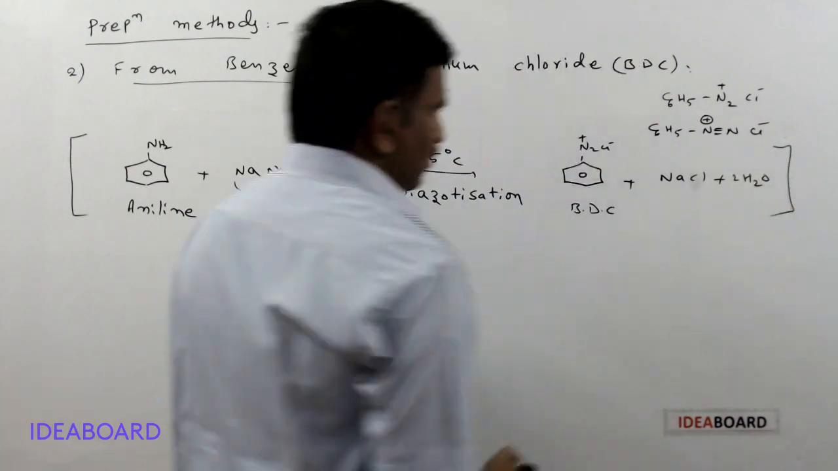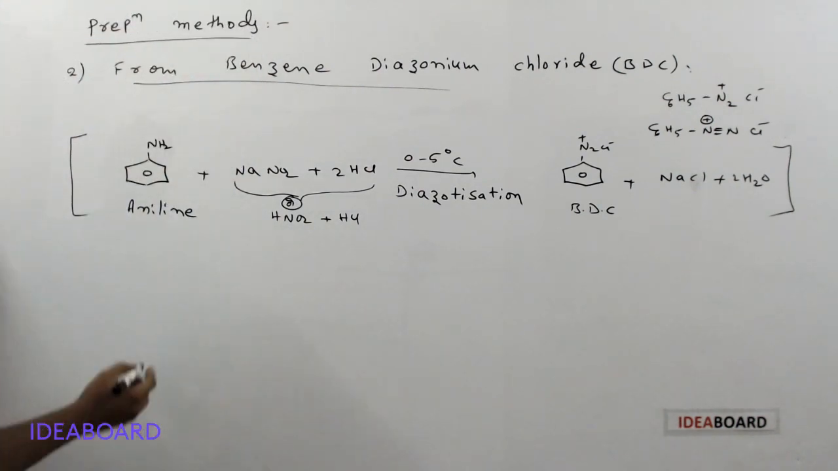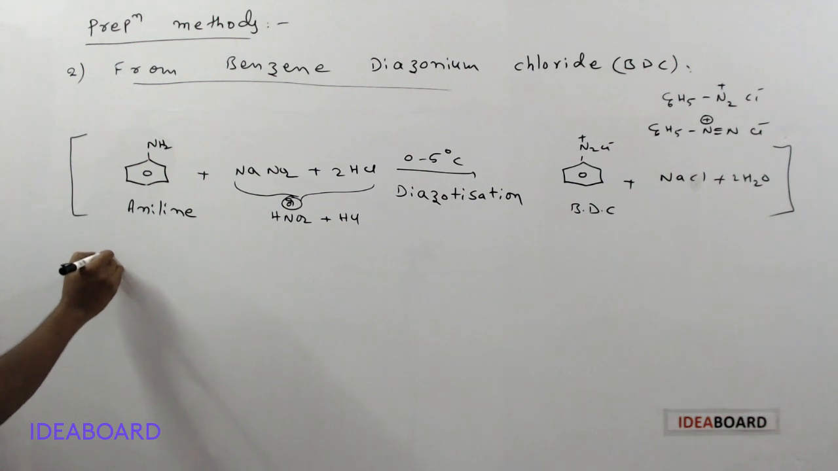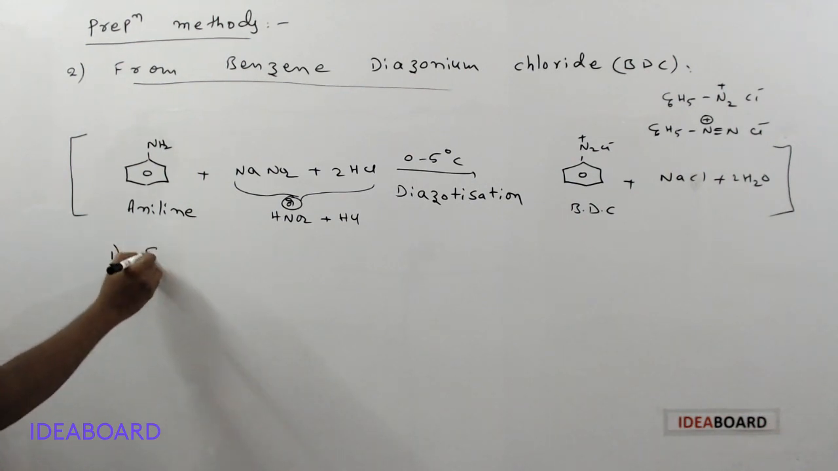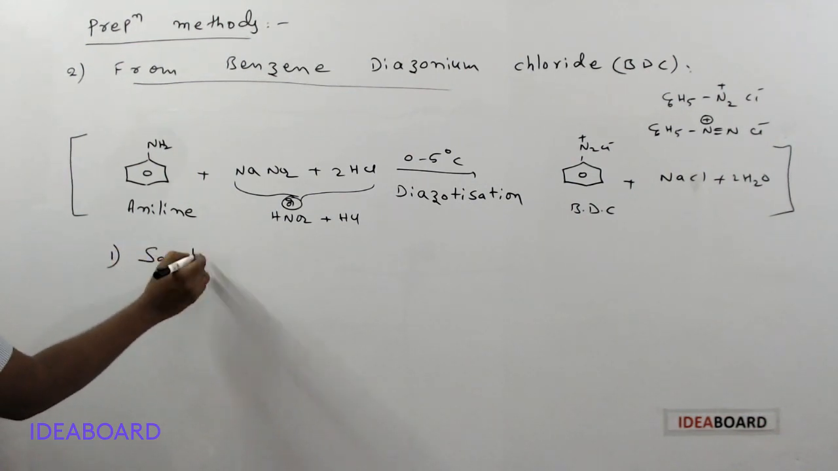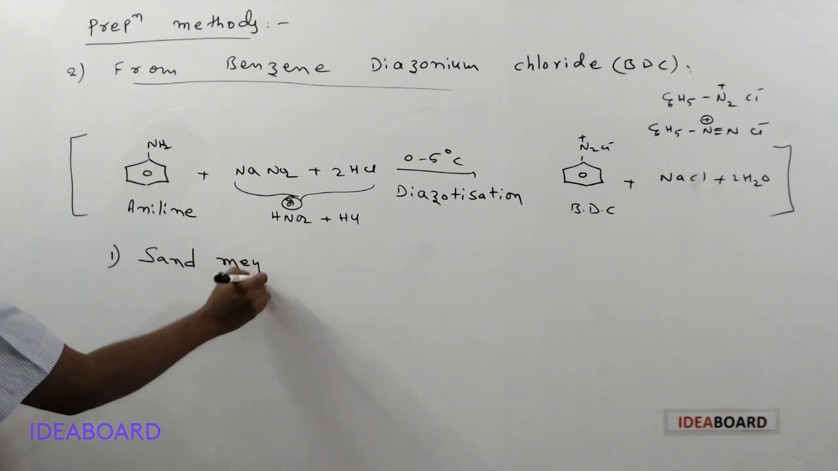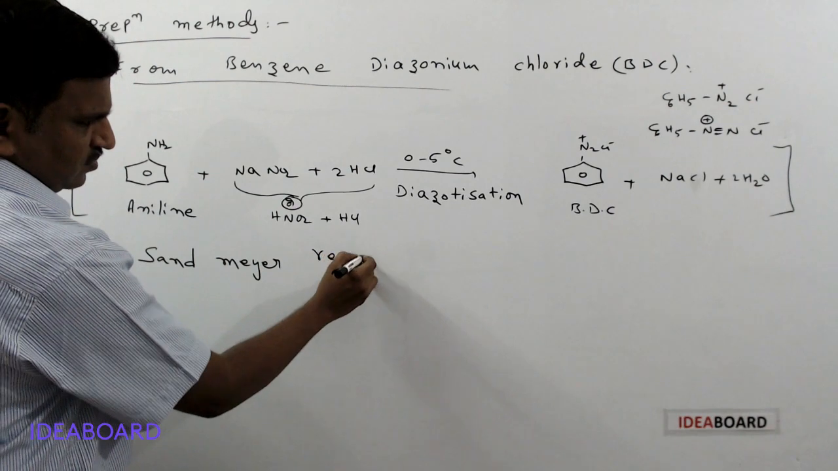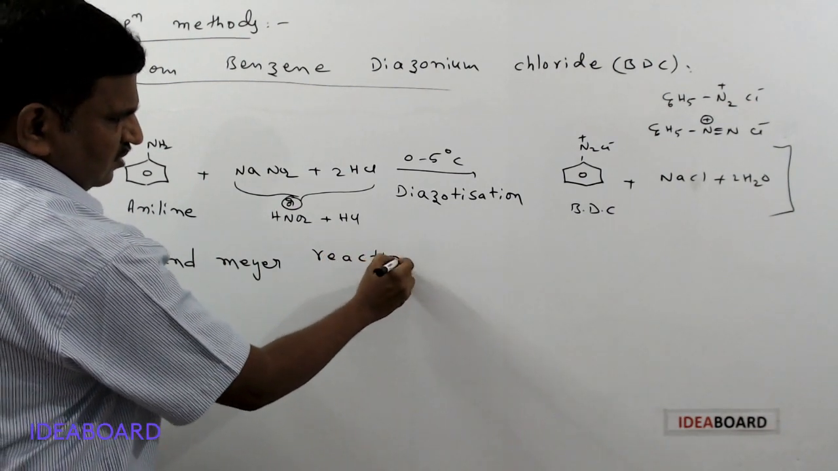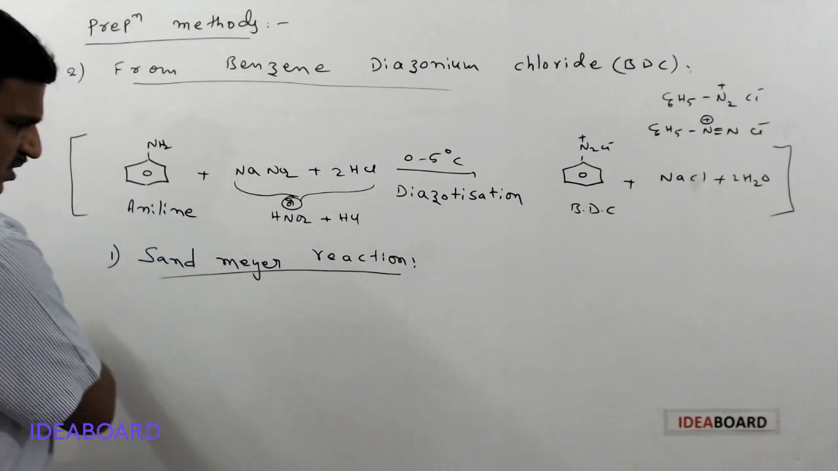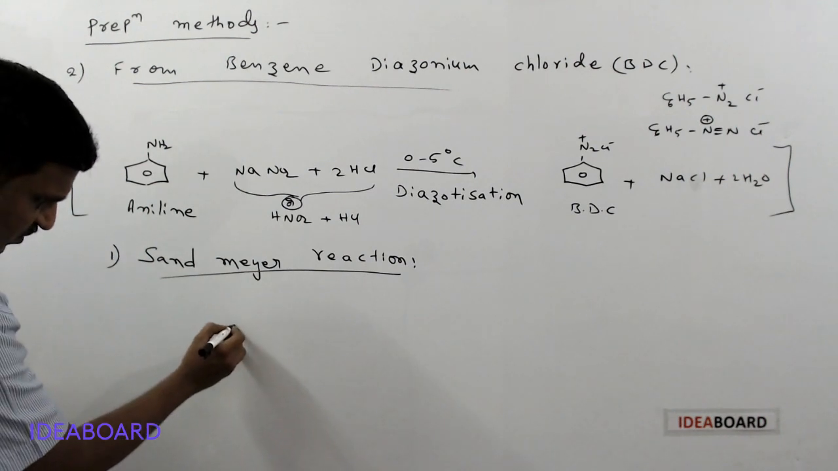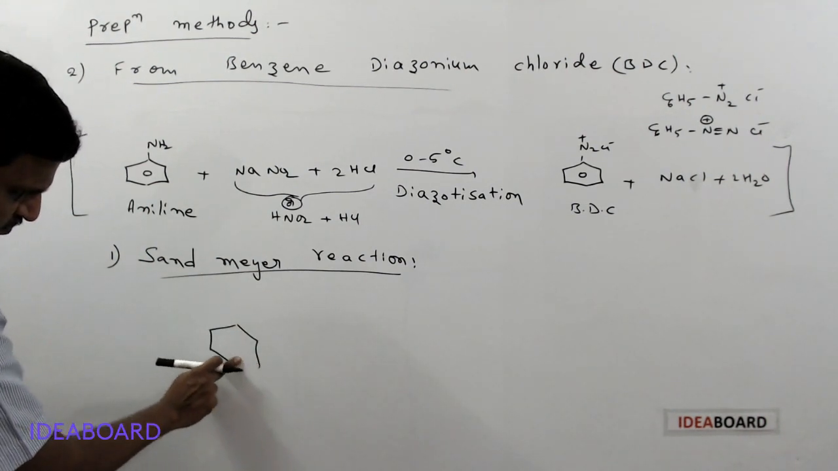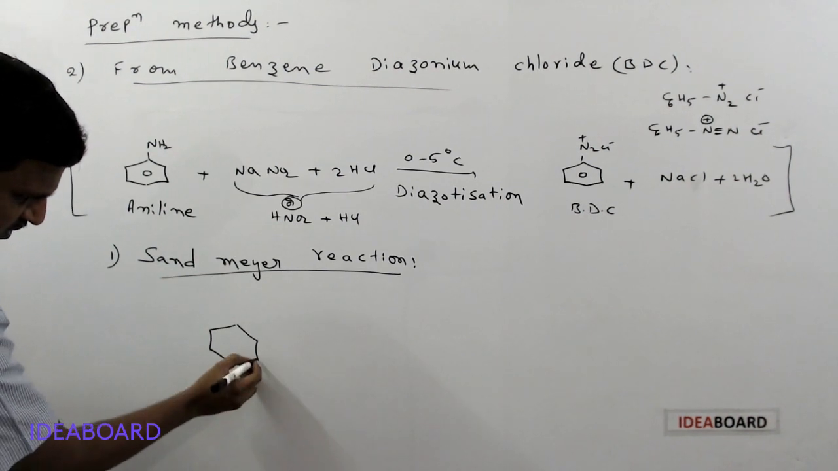And next, how is this benzene diazonium chloride converted to halobenzene? In this we have two methods actually. The first method is called the Sandmeyer reaction. A very important named reaction, the Sandmeyer reaction. What is this Sandmeyer reaction? In the Sandmeyer reaction, benzene diazonium chloride is taken.